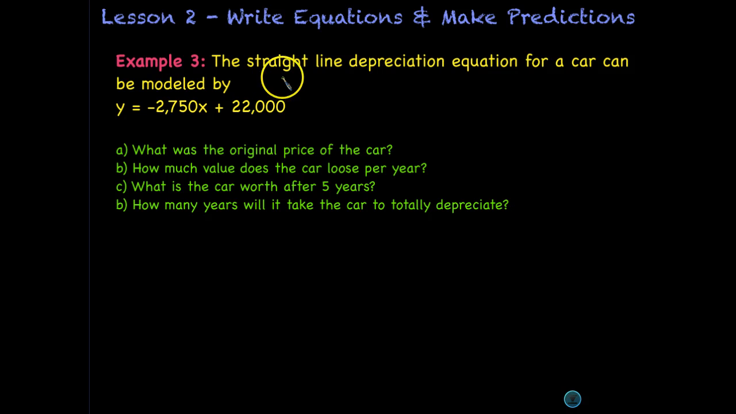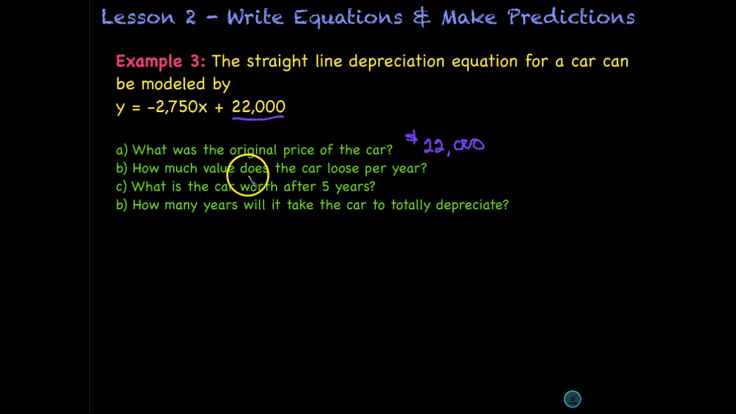In this example, the straight line depreciation equation for a car can be modeled by this equation. So the equation is given to you. We want to answer some questions. Number 1, or A, what was the original price of the car? Well, we can look at this and know that the original price of the car is our y-intercept, which is B. So that would be $22,000.